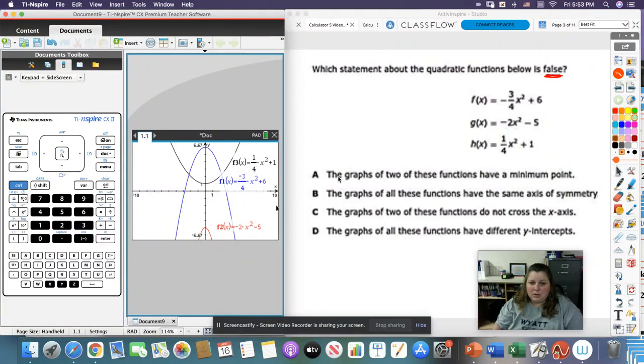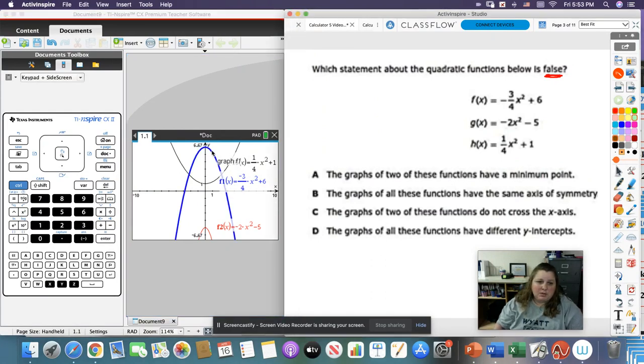So the first answer choice says the graphs of 2 of these functions have a minimum point. Remember, minimum is a very bottom point. Only one of them has a very bottom. This has a very top. That's a maximum and a maximum. So that's false. There are not 2 with a minimum.